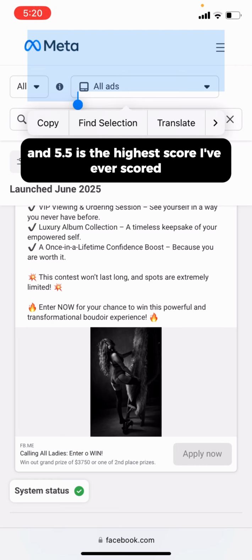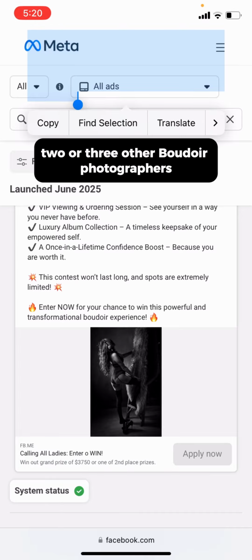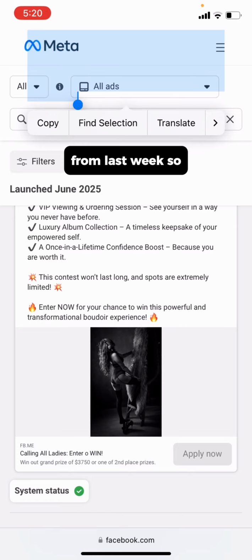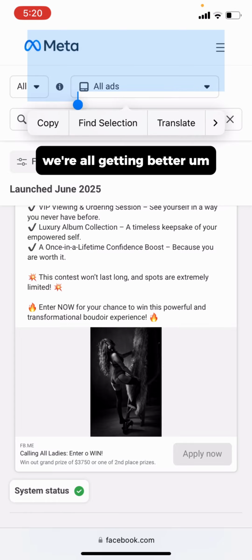And 5.5 is the highest score I've ever scored, tied with, I think, 2 or 3 other boudoir photographers from last week. So, all right, y'all. So, yeah, we're all getting better.